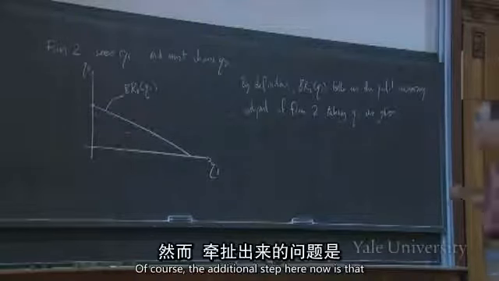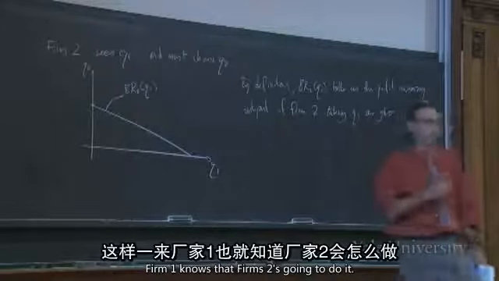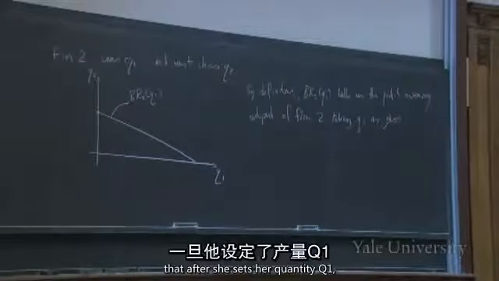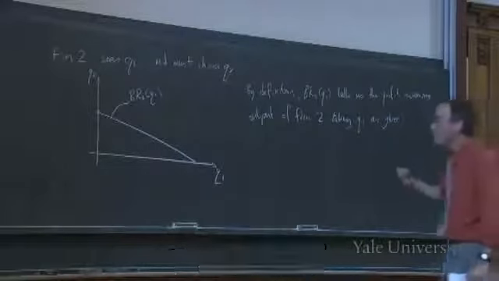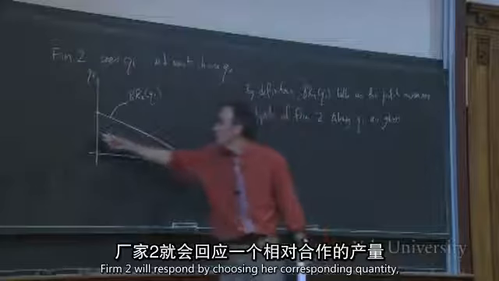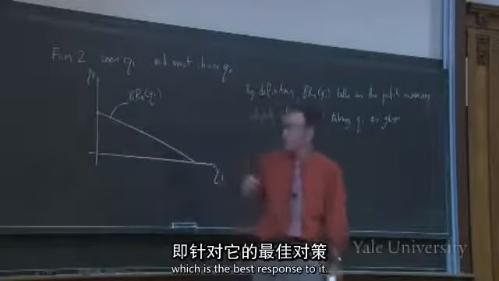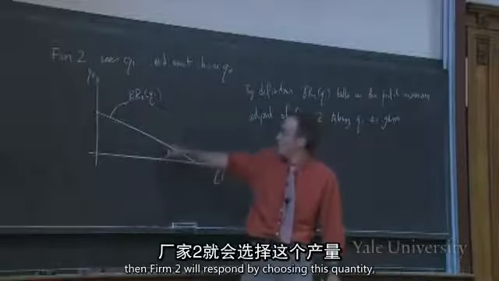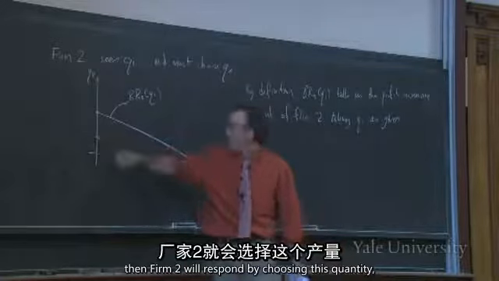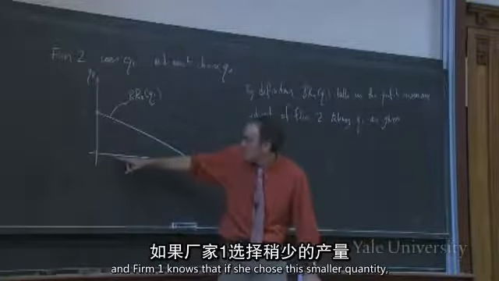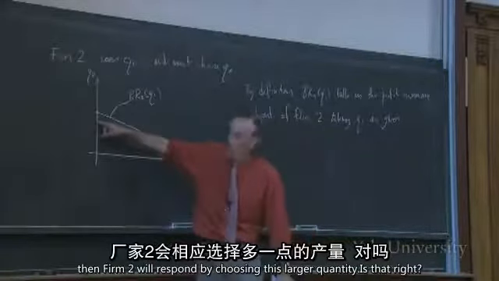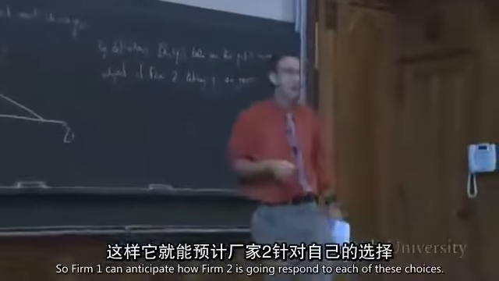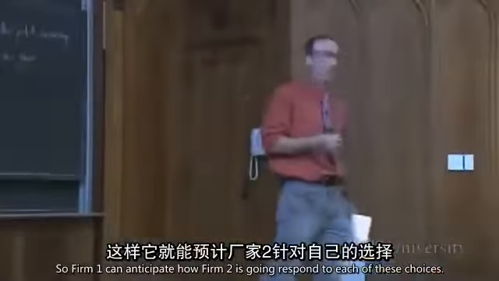Of course, the additional step here now is that firm 1 knows that firm 2 is going to do this. Firm 1 is going to move first, and firm 1 knows that after she sets her quantity Q1, firm 2 will respond by choosing her corresponding quantity, which is the best response to it. So firm 1 knows that if firm 1 were to choose this quantity, then firm 2 will respond by choosing this quantity. And firm 1 knows that if she chose this smaller quantity, then firm 2 will respond by choosing this larger quantity. Is that right? So firm 1 can anticipate how firm 2 is going to respond to each of these choices.